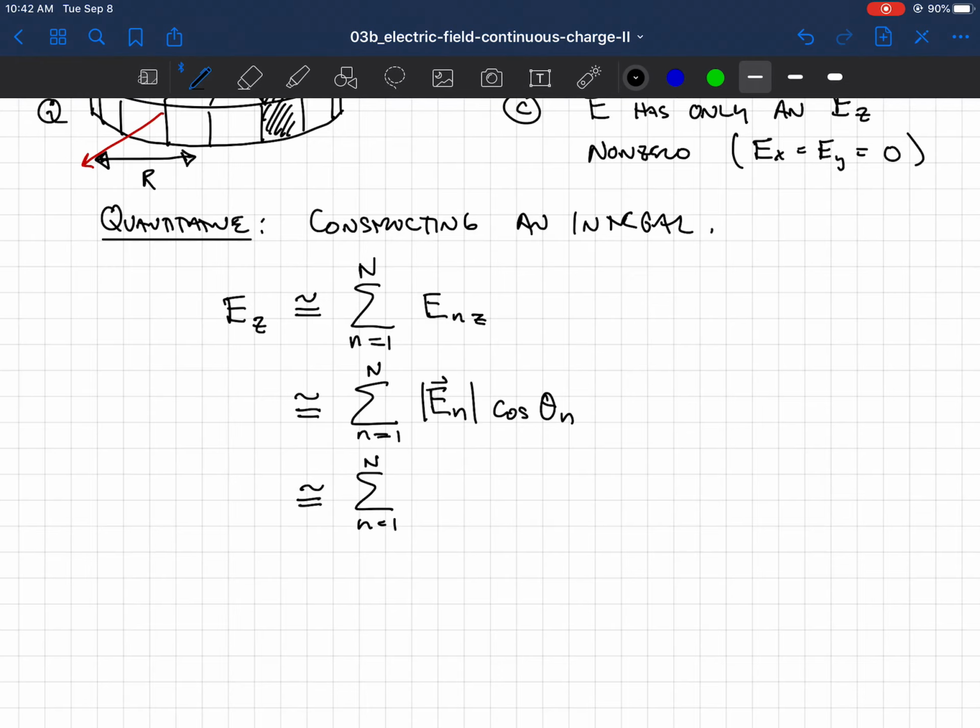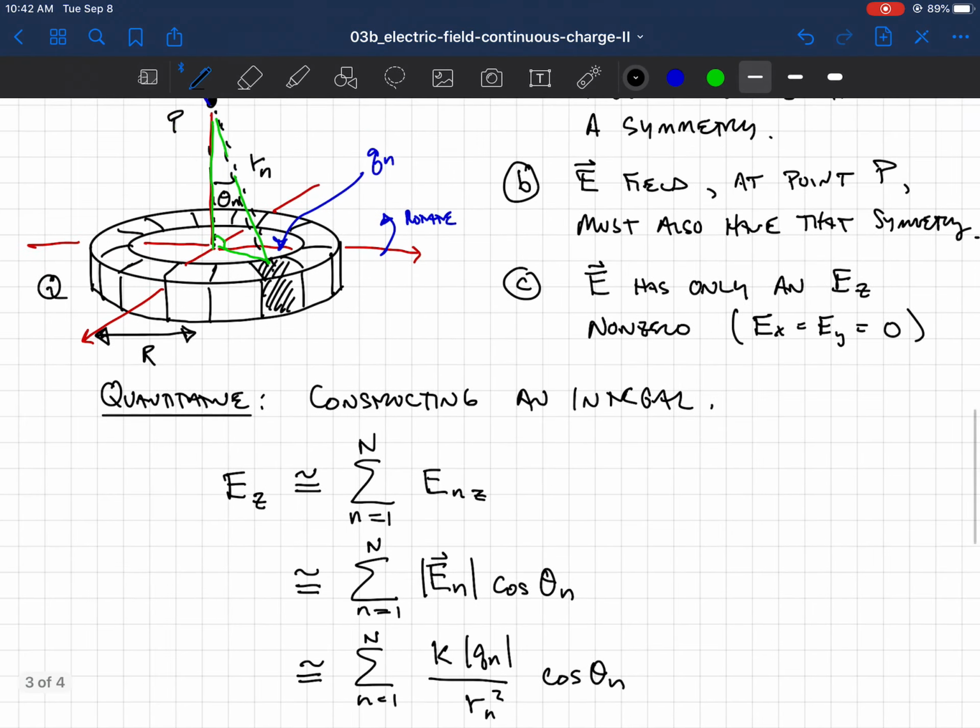Now we try to replace some of these things. Well, we know what the magnitude of the electric field of a point charge is. It is k, |Q_n|, over r_n squared. That is the magnitude. I still have cosine theta in there. Now let's look at that triangle, because I think we can identify what that cosine theta_n is.